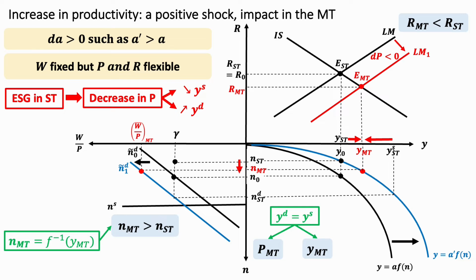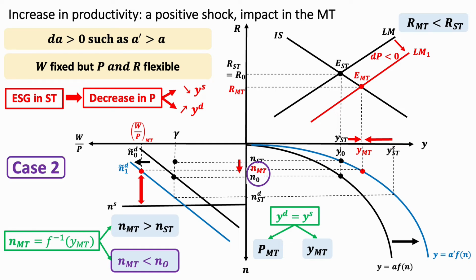And so the firm produces more than before the shock, but with less workers. These workers being more productive, and the increase in production being less large than in case 1, the firm needs less workers than in the initial situation. Employment increases compared to the short term, but it decreases compared to the initial situation. This case, let's call it case 2, is less frequent in real life, but still possible.